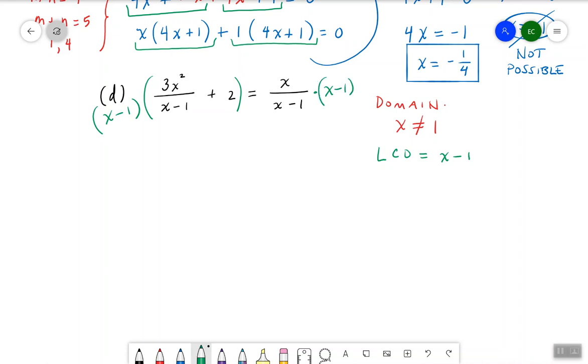And so when we multiply 3x squared over x minus 1 times x minus 1, the x minus 1's cancel, and we're just left with 3x squared. And then when we multiply 2 times x minus 1, that's what we get. And then on the right-hand side, the x minus 1's cancel, and we're just left with x.